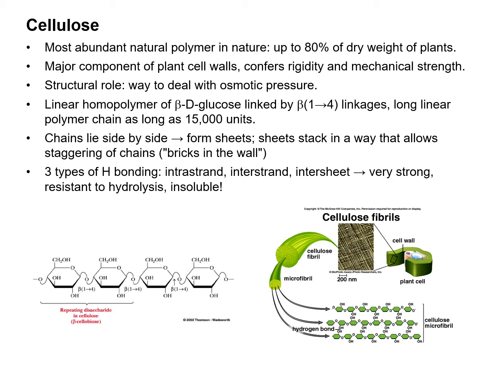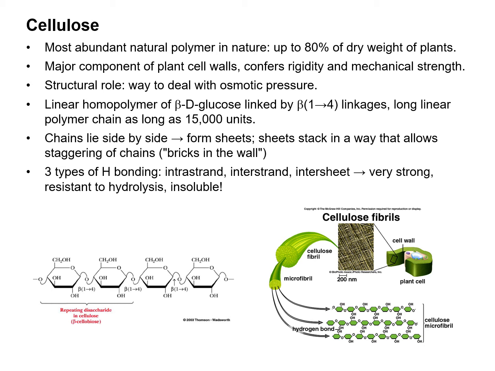Cellulose is a linear homopolymer of beta-D-glucose linked by beta 1,4 linkages. So keep in mind that starch, or the amylose, has alpha 1,4 linkages with alpha D-glucose, but cellulose uses different units and different linkages. And it makes a long linear polymer chain as long as 15,000 units. So it can be really long.